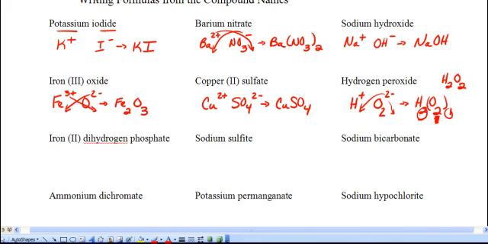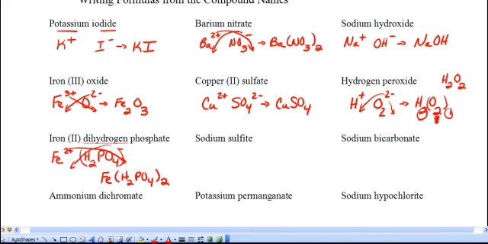Next row. Iron 2 dihydrogen phosphate. Looks like it's long, but again, just piece it together. Iron 2 is Fe2 plus. Dihydrogen phosphate. Look it up on your table. Dihydrogen phosphate is H2PO4 with a 1 minus charge. So the 1 goes with the iron, the 2 goes with the entire dihydrogen phosphate, so you're left with Fe(H2PO4)2. Iron 2 dihydrogen phosphate. There you go. Impress your friends with that one.